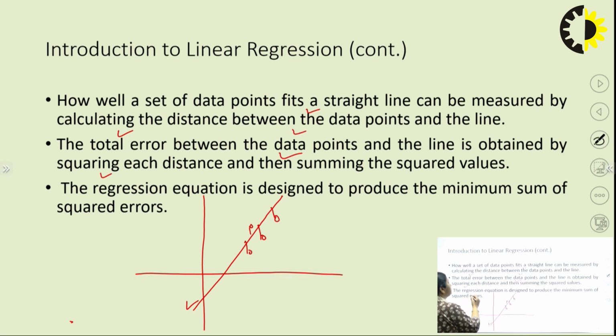Okay, so what is the regression equation? It is this. What is the aim behind it? To minimize that error. So the regression equation is designed to produce the minimum sum of squared errors. So what is given? We are given the line equation, that type of line we will form from the given data set, from the given set of points. And we'll try to find that regression equation which will have minimum sum squared error.